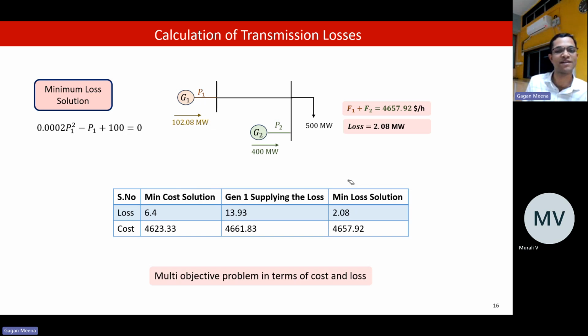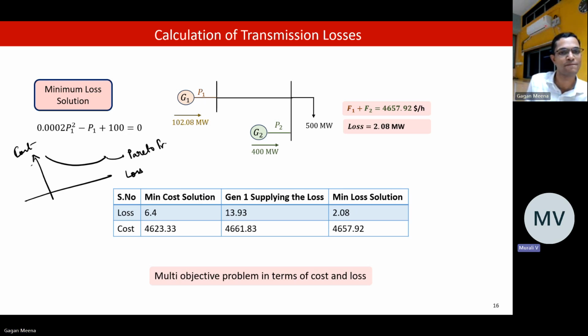So this is a multi-objective problem. These are two conflicting objectives. When we want to reduce cost, loss is increasing, and vice versa. So for multi-objective, if we plot cost versus loss, we will get something like this. And this is called a Pareto front. These are infeasible solutions. Above here you will get feasible solutions, but these solutions are the best ones.